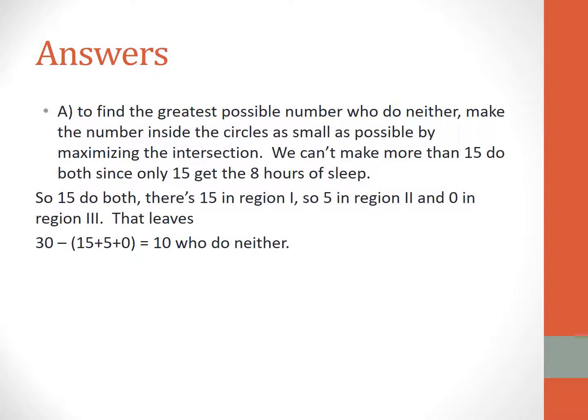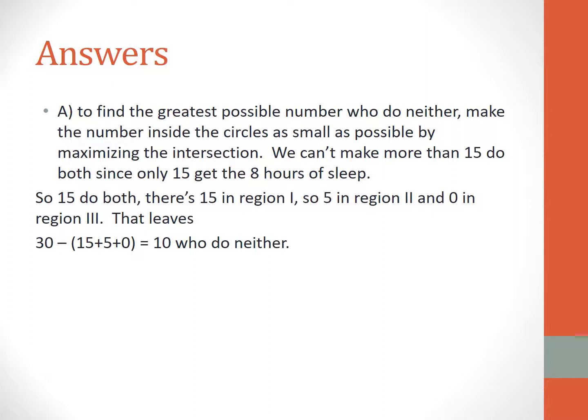Okay, so if I want to know the greatest number of people who neither get sleep nor exercise, to make that as big as possible, I need to make the total inside the circles as small as possible. And to make it small would be to make a lot of overlap between the sets. Notice we can't make more than 15 do both because only 15 get 8 hours of sleep. So let's put 15 in the middle, in the intersection, region 1.